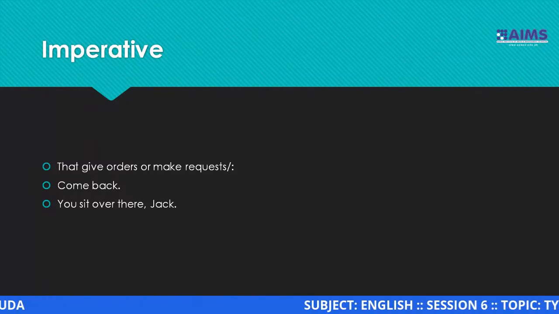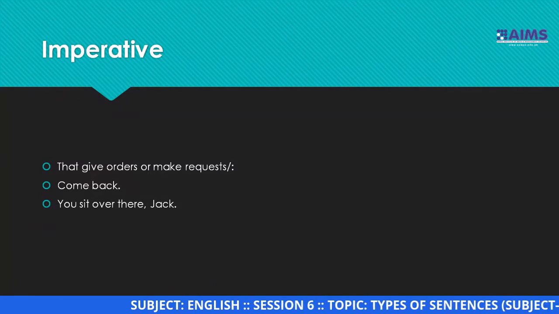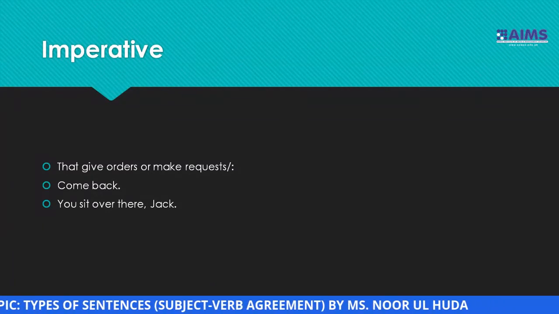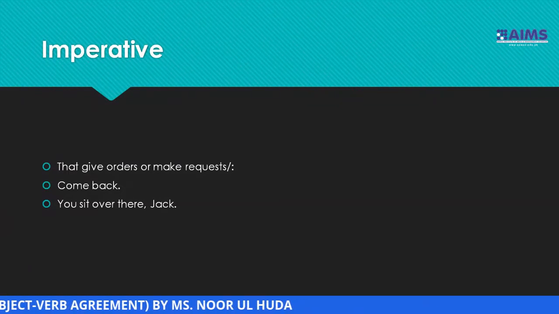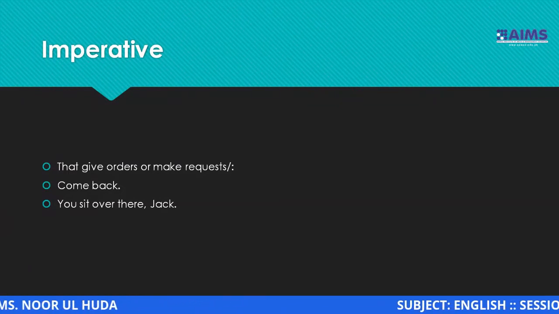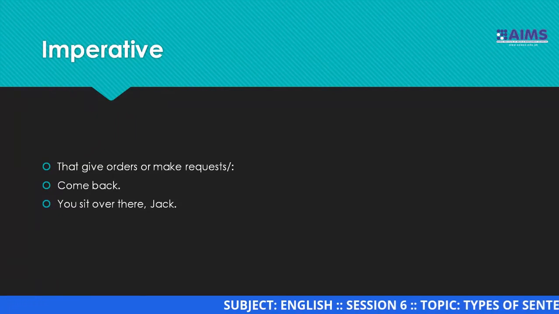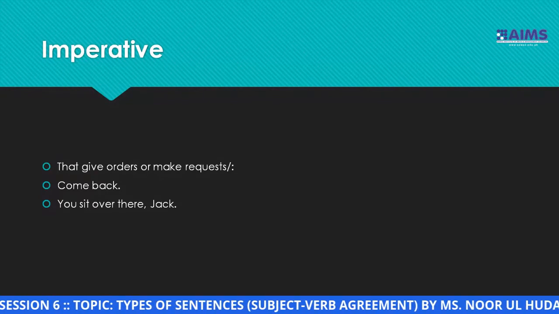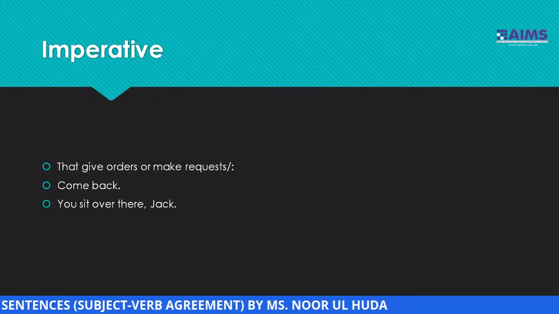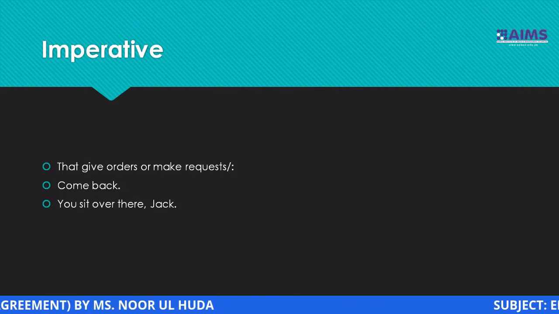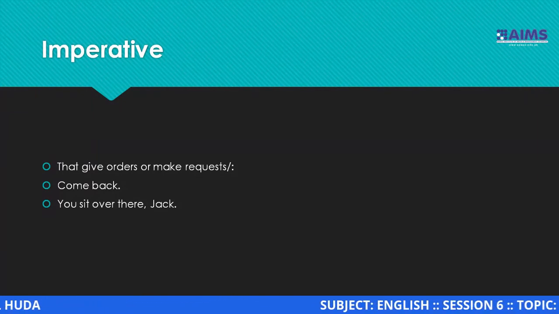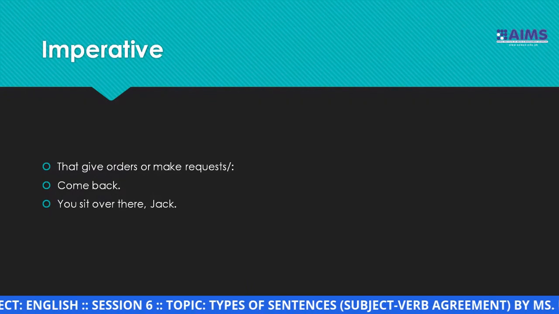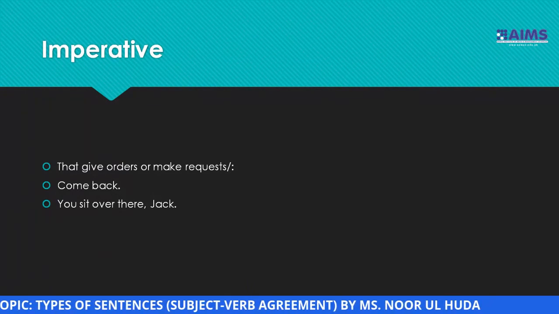"You sit over there, Jack." I'm commanding Jack to sit over there. So it's another imperative sentence. In most cases, imperative sentences do not have a subject in them, meaning the addressee of the action would not be mentioned in the sentence. We are ordering or commanding something to be done, and that is why in usual cases we don't use a subject, because the subject is already understood.